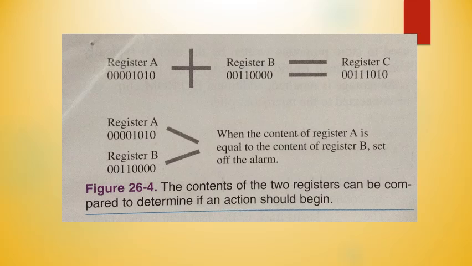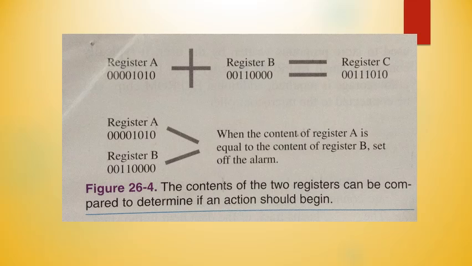In the illustration, you see three registers labeled as A, B, and C. The content of register A and the content of register B are added together and then stored in register C.